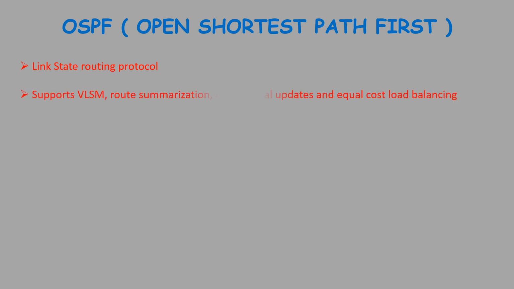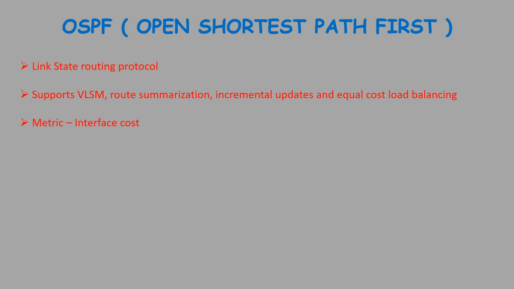OSPF, Open Shortest Path First. OSPF is perhaps the most popular link state routing protocol. It is an open standard, so it can run on routers produced by different vendors, which is in contrast to EIGRP, a Cisco proprietary protocol that can only run on Cisco devices. OSPF is classless and supports features such as VLSM, manual route summarization, incremental updates, equal cost load balancing, etc.